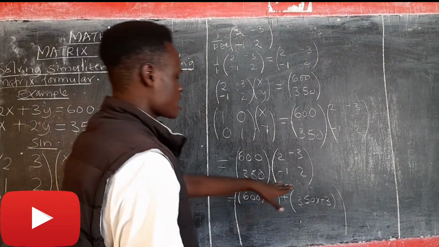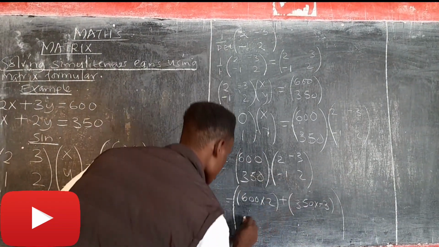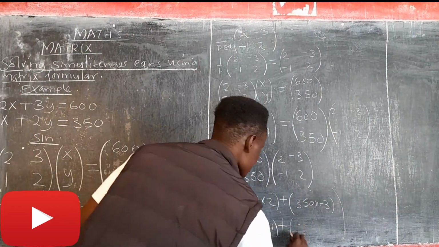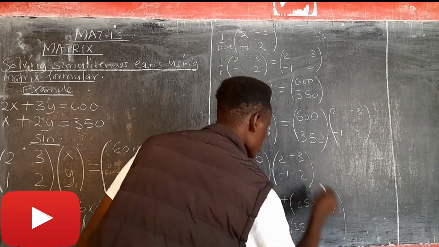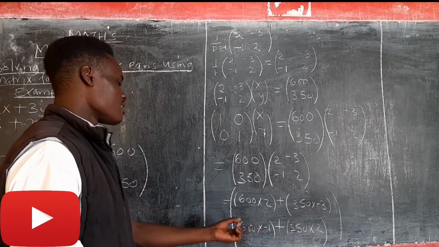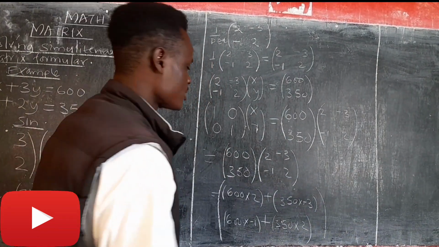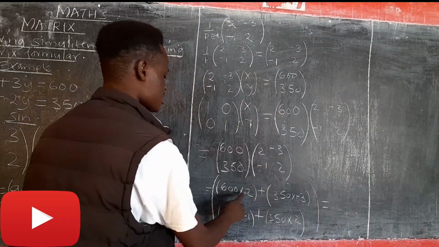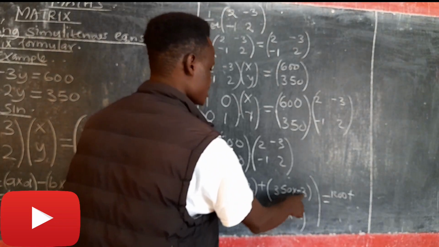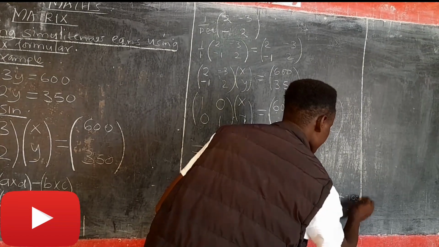Then we come to the other side of the row. So we say it is column times row. So it is 600 times negative 1 plus 350 times 2. From here we can now get the value of x and y. Now from here we are going to multiply and get, so 600 times 2 we get 1200 plus 350 times negative 3, we are going to get negative 1050.